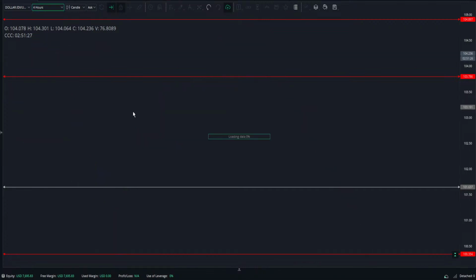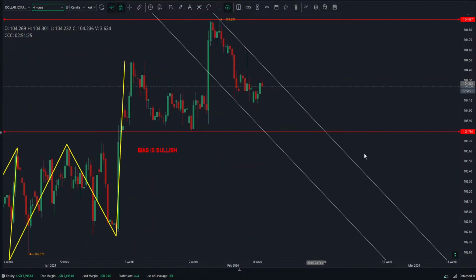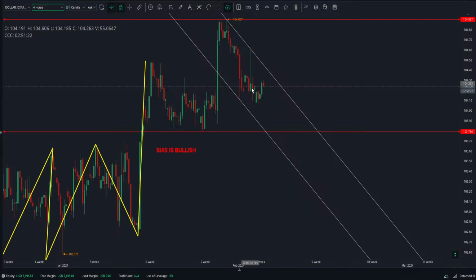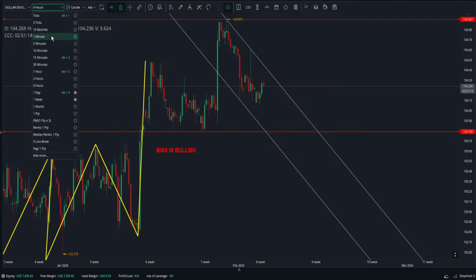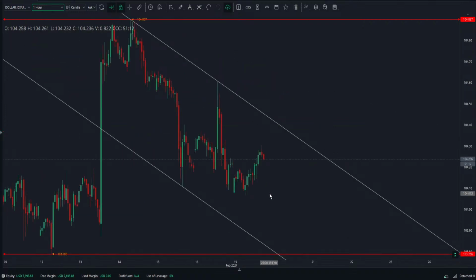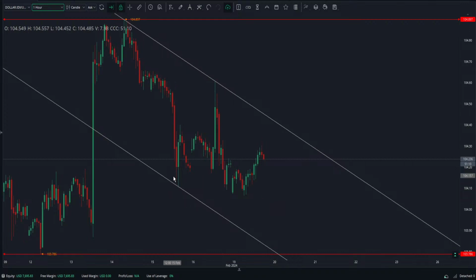On the lower time frames like 4 hours, it looks like consolidation may be there for some more time, because even on the 4 hour the price is making lower highs and lower lows. When I go to 1 hour, I witness that the price has started trading higher highs and higher lows.